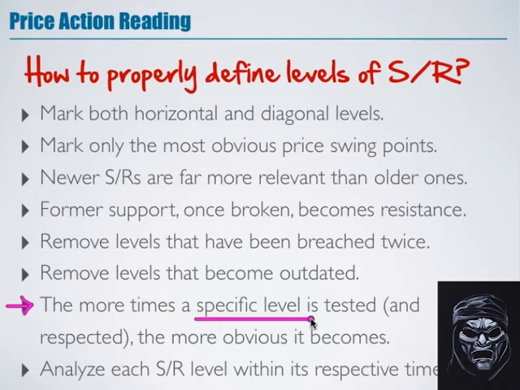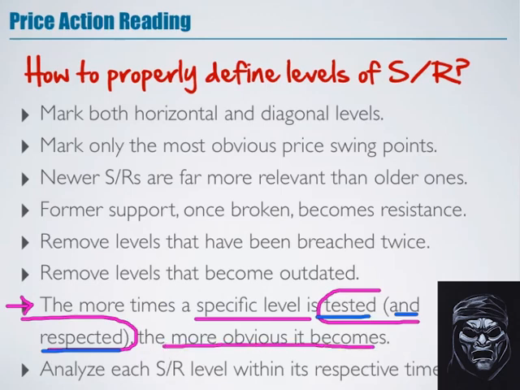times a specific level is tested and respected, okay, both tested and respected, meaning that it's not breached, all right, the more obvious that level becomes to the market. And I stress to the market because this is why this piece of information is so important. Pay attention here, guys. The market is not an ethereal entity with its own personality in itself. It's not really.